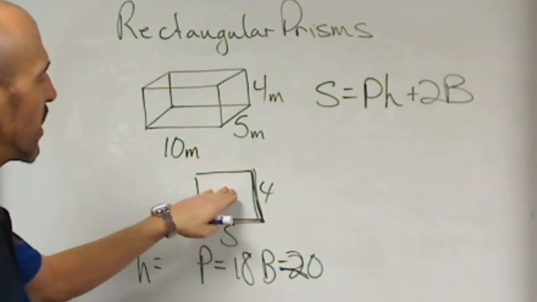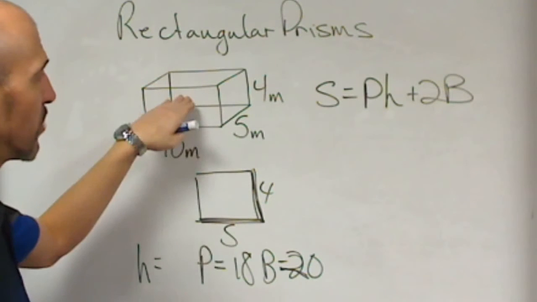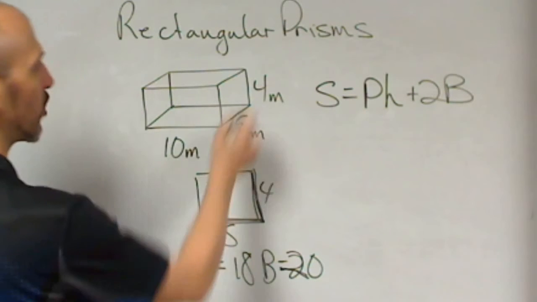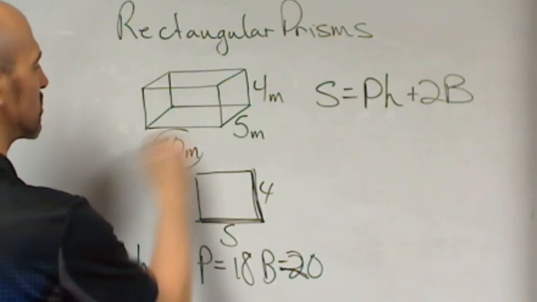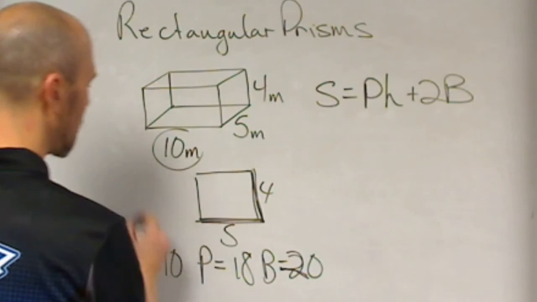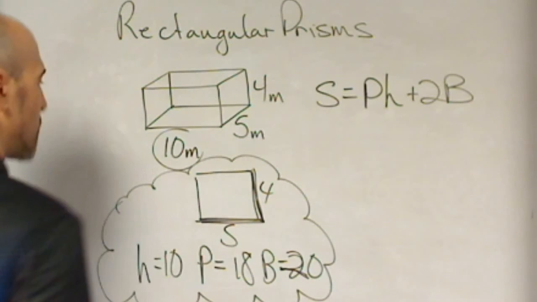So when you draw your base, whatever number you don't draw with this base that was in the original picture, that's the height. So I have 5 by 4 as my base, so when I go back to my original picture, the number that's missing is the 10, so that's my height. Now I have everything nice and organized up right here to plug into my equation. And that's what I want to do.